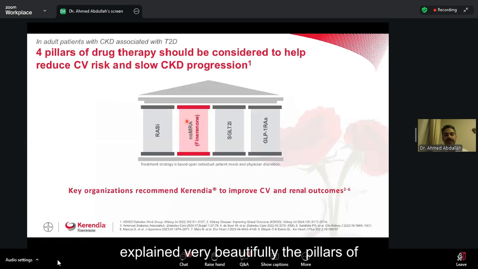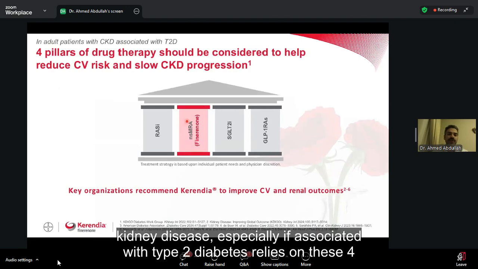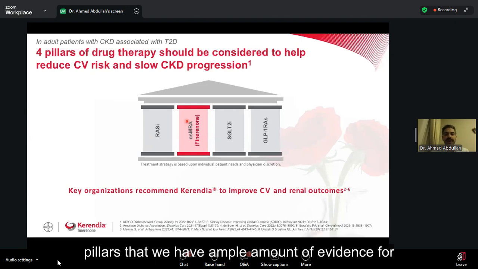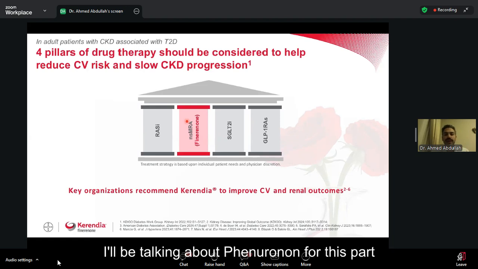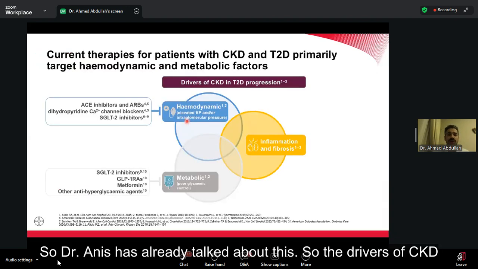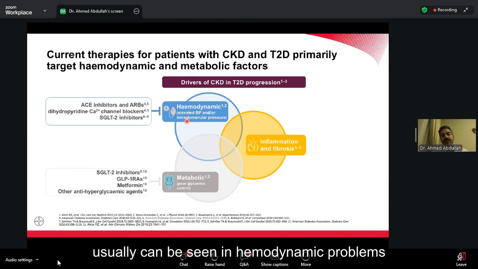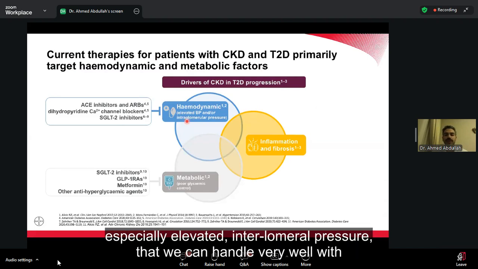And as my colleagues have explained very beautifully, the treatment of chronic kidney disease, especially if associated with type 2 diabetes, relies on 4 pillars that we have ample evidence for, and I'll be talking about finerenone for this part. Dr. Anas has already talked about this. The drivers of CKD can usually be seen as hemodynamic problems, especially elevated intraglomerular pressure.